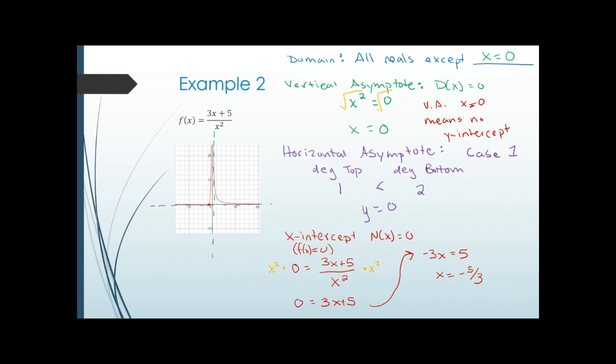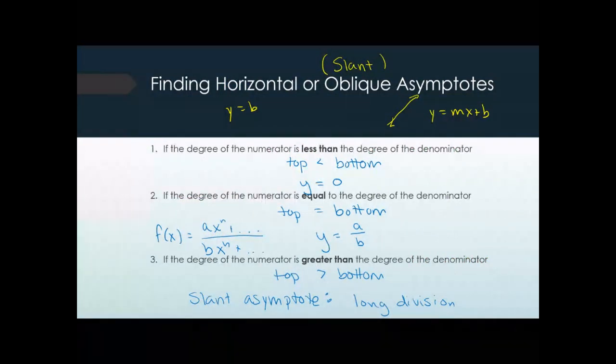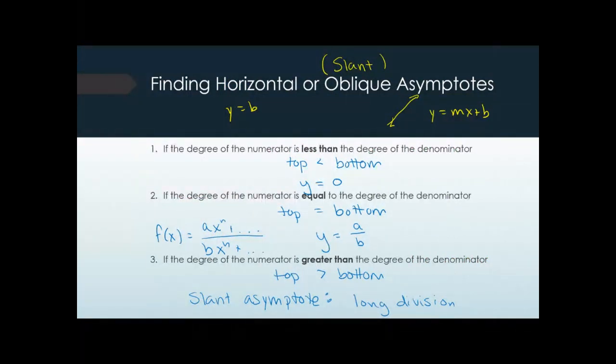Why does y equal 0? For the x-intercept or for the horizontal asymptote? For the horizontal asymptote, that is because the degree of the top is smaller than the degree of the bottom. So anytime that happens, if your degree of the numerator is less than the degree of the denominator, it is always y equals 0. Every time. So if you have more x's on the bottom than you have on the top, it's always going to be y equals 0.